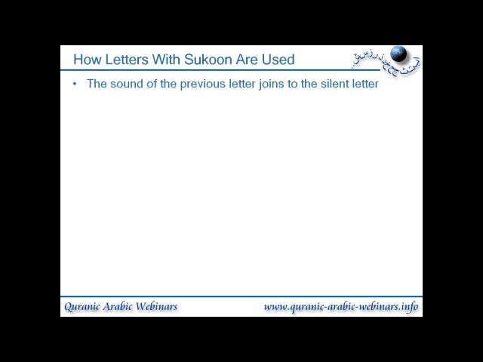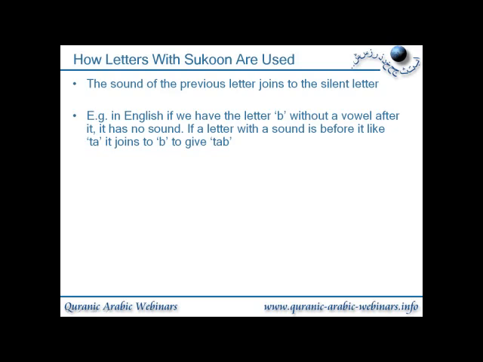How the letters with sukoon are used. The sound of the previous letter joins to the silent letter. An example in English: if we have the letter B without a vowel after it, it has no sound. If a letter with a sound is before it, like ta, it joins to the B, i.e. the letter B, to give the word or the sound tab. So B in the word tab doesn't have its own vowel after it, but it joins to the ta sound before it. The same applies to Arabic.